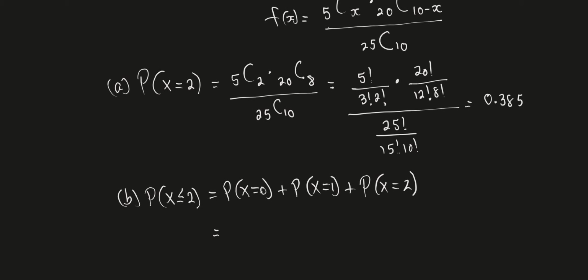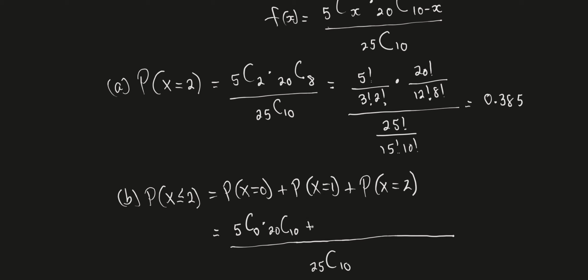Now let's see. So 0 successes, that means everything would be chosen from the failures. Again, let me write it out. It would be 5 choose 0 times 20 choose 10, all 10 out of the failures, divided by... Now, since the denominator is going to be the same, we can write these 3 probabilities as one fraction, all with the same denominator, 25 choose 10, right? Which is what we have right here.